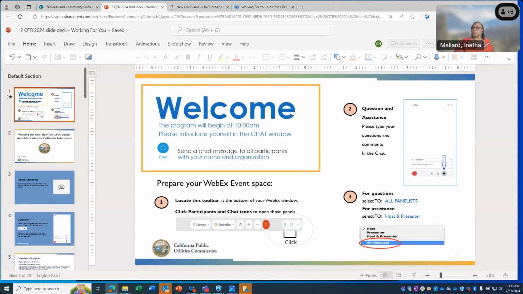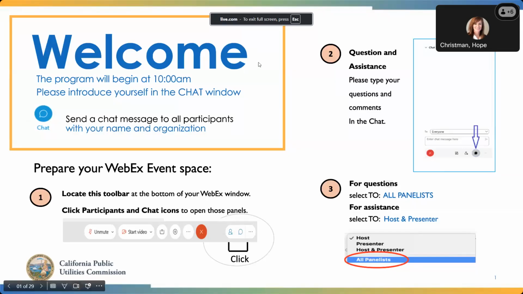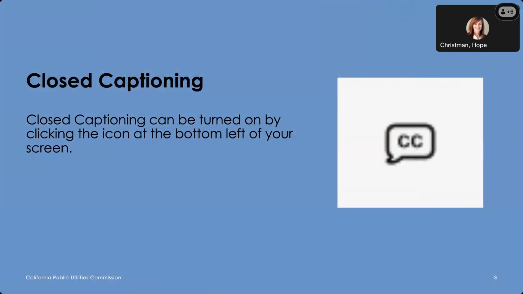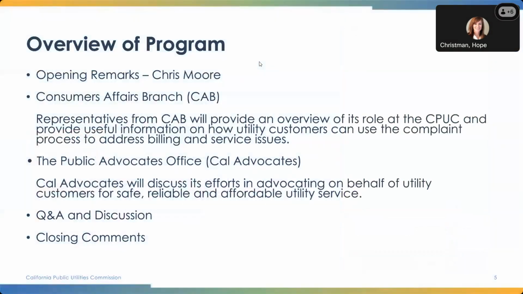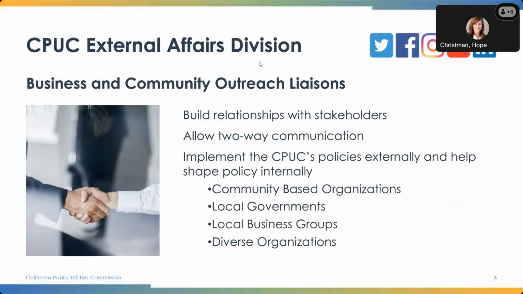Okay, great. One more question came in. I'm a community-based organization. Are there any rules that would allow a third party to assist a consumer in filing a complaint with you?